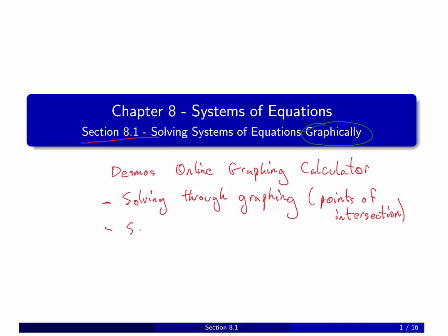Then we're going to move on and solve things algebraically. That will be 8.2. 8.1 is what we'll do today.